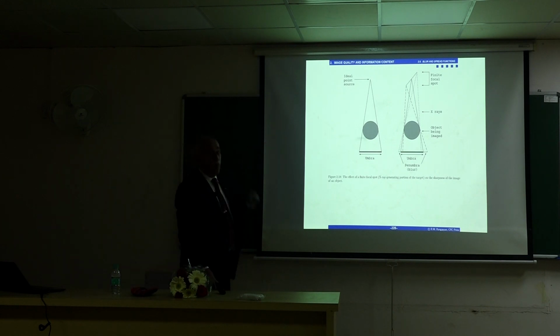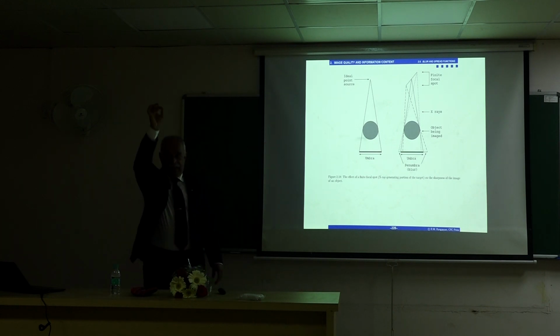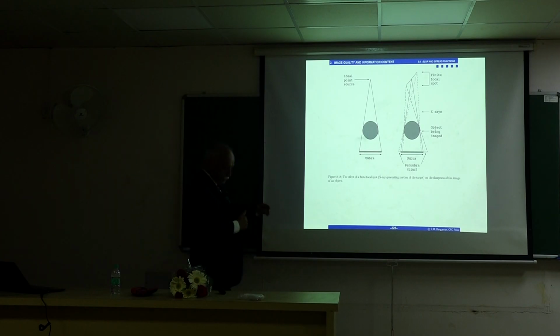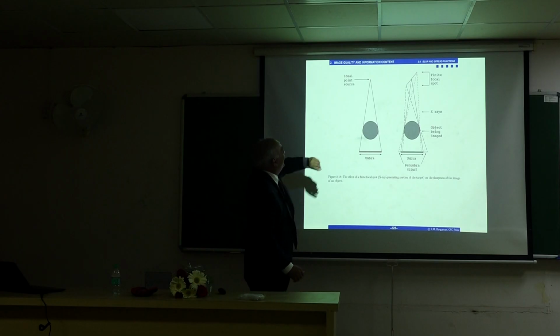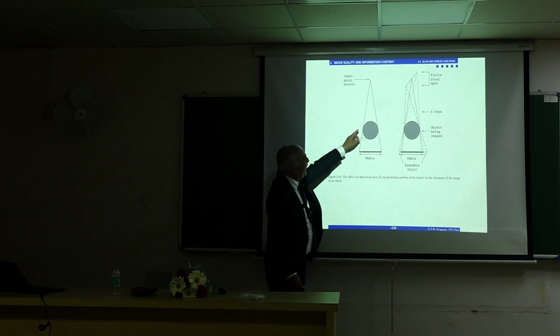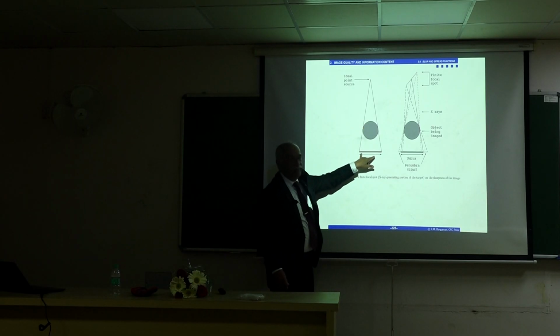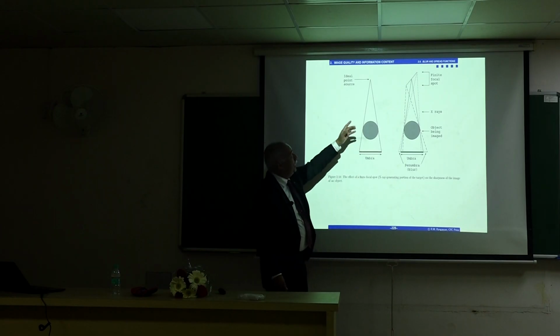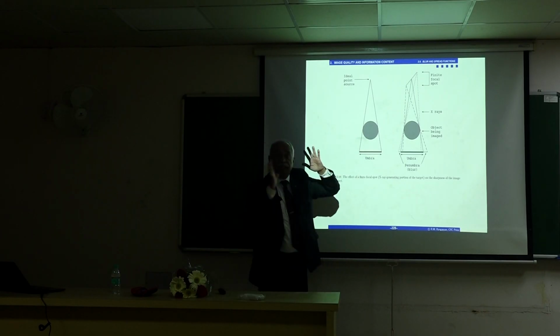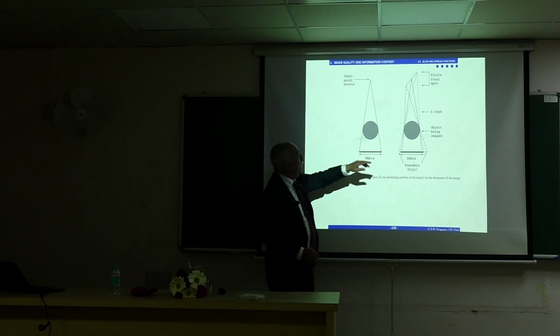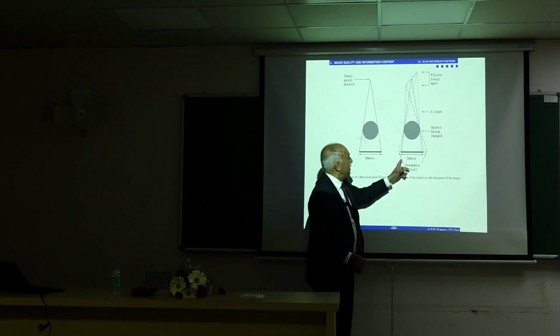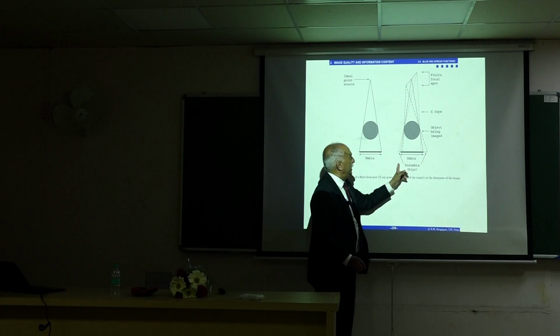So if you have an ideal point source, X-rays or light, then the object is here, you get the shadow there. But if the focal spot is large, then you get multiple shadows. So you get the main shadow, umbra, and then the penumbra.